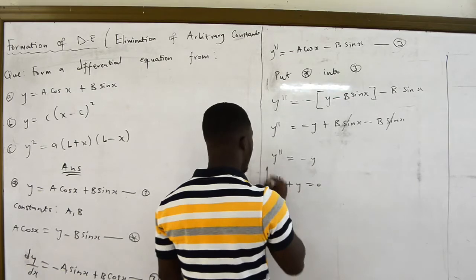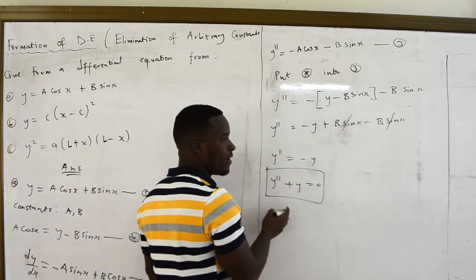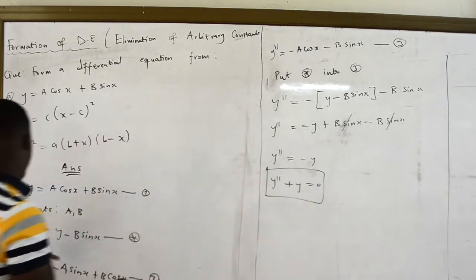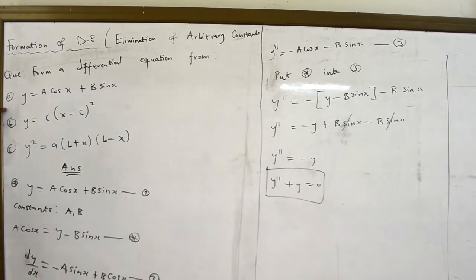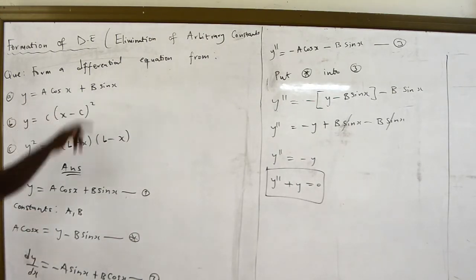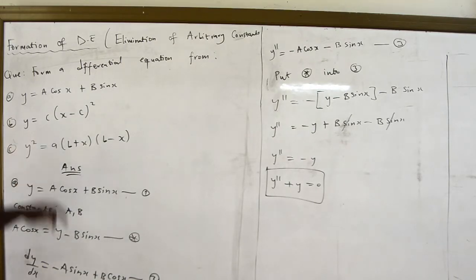So we're able to form the differential equation from this question. So that's the final answer, there's no constant in this particular final answer. So we are able to eliminate all the arbitrary constants from the question. Now let's solve the second one.